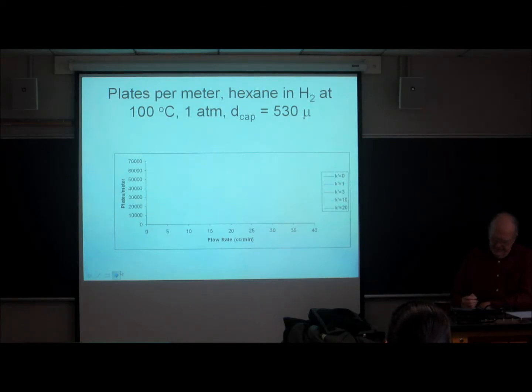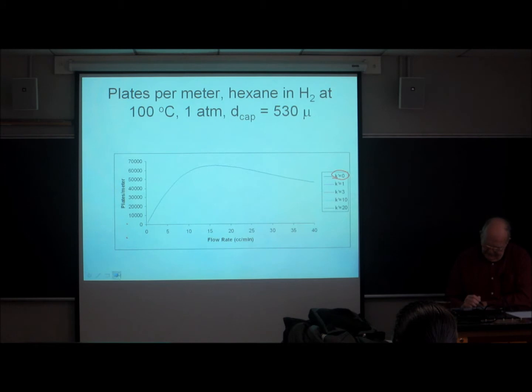and we're looking at the effect of all the broadening terms, both in terms of the HETP and the corresponding plate count. So this is what the number of plates per meter looks like as a function of flow rate on this particular column. And we get our best result, our absolutely best result, with the K prime of 0.